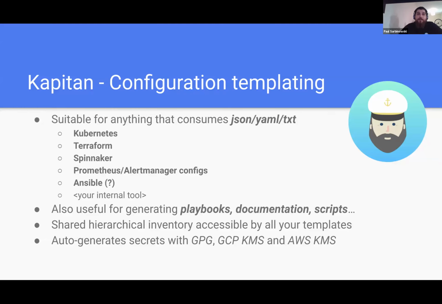Also, Kapitan generates secrets automatically for you with various backends. Right now, these backends include GPG, GCP's key management system, and AWS key management system. Essentially, it creates a key in all of these backends and then encrypts your secrets and stores them locally in your source code encrypted. And then you decrypt them upon deployment. I'll get into more detail later.